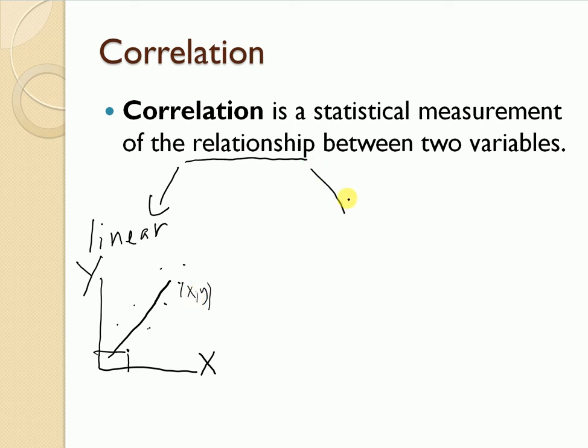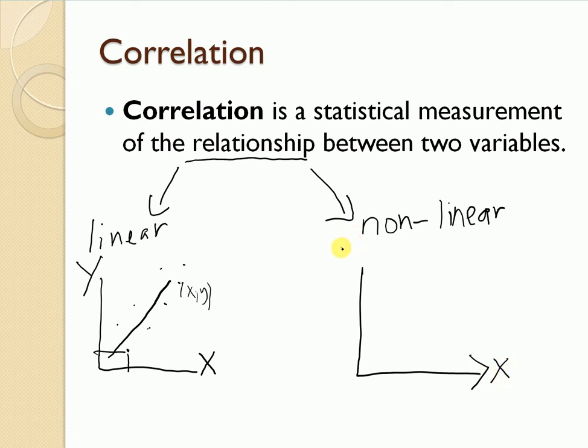If the relationship is not linear, then it is nonlinear. And a nonlinear relationship is one which is modeled by some other curve. Not a straight line, but some other curve. Like, for example, this one here. So we can draw this shape to model our data.